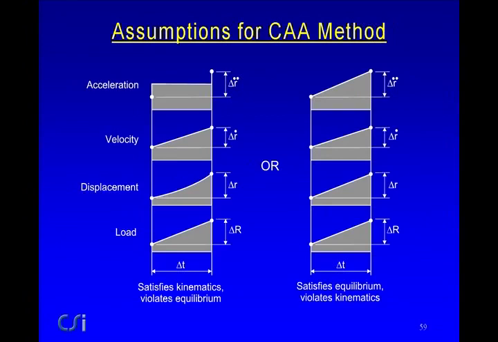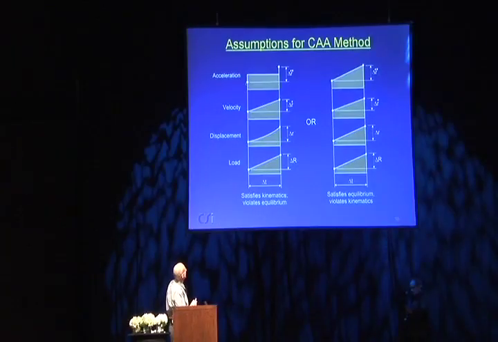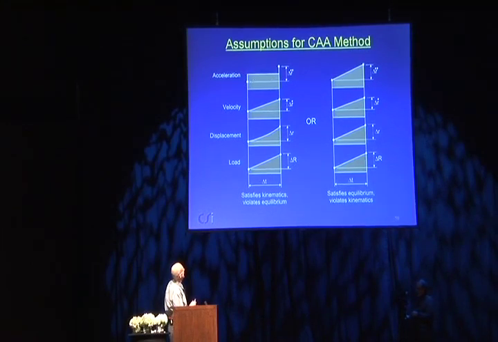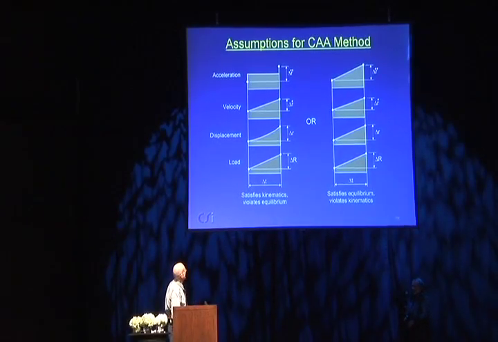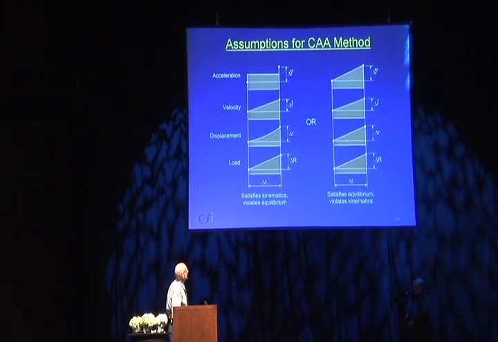It does it with some assumptions. One way of looking at it is that the acceleration is constant over the time step. This is where constant average acceleration comes from. If the acceleration is constant, the velocity must be linear. And if the velocity is linear, the displacement must be quadratic. We don't know what the load is, but probably the best assumption is it's linear. So this satisfies all the kinematics requirements, and we'll satisfy equilibrium here and here, but if you look at what's happening at the middle of the step, equilibrium is not satisfied in the middle of the step because of this one here. So this satisfies kinematics, violates equilibrium.